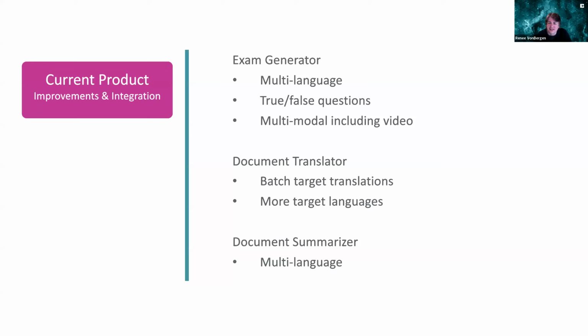Let us know if that's something that sounds interesting to you, but PowerPoint or not, some of these images and video would be something that we would want to support. Batch translations, that is translating in up to 5 languages, is in development. Like I said, it should be releasing right around the May timeframe, and we'll have more target languages coming on. And then finally, both Exam Generator and Summarizer are English only right now.